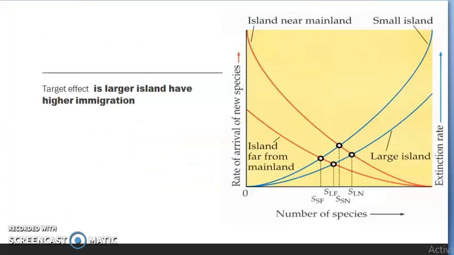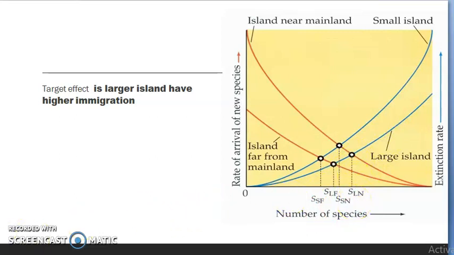By another diagram, what will be the target effect if the island is nearer to the mainland or far away from the mainland? The target effect is that larger islands have higher immigration. This is the result which can be depicted by this diagram. This is also the same biogeographic graph if we plot it, showing islands far from the mainland, and this is the larger. Here you can see that as it goes on, the number of species will increase, right?